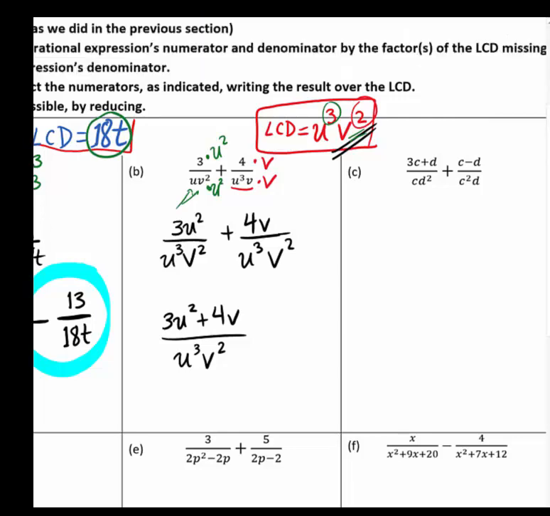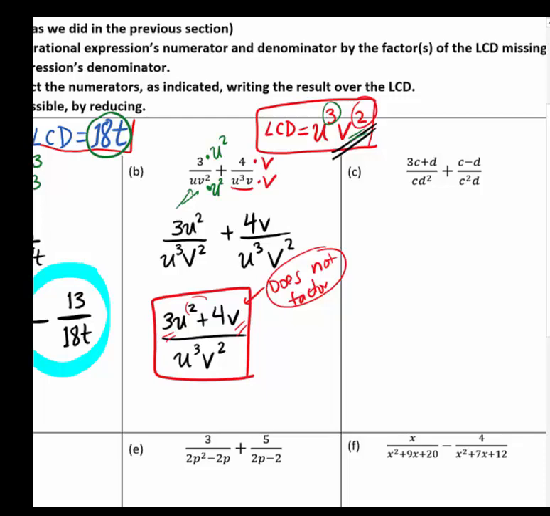And this, if I had any hope of simplifying or reducing it, I'd have to be able to factor and then reduce. Because this does not factor, I have no hope of reducing it. The numerator has no greatest common factor. Nothing comes out of 3u squared and 4v. It looks like it might be the difference of squares because of the u squared, but the v is ruining it, and so is the 3. So that guy really can't be factored. That's as far as we can go.